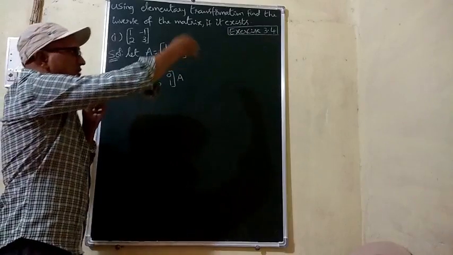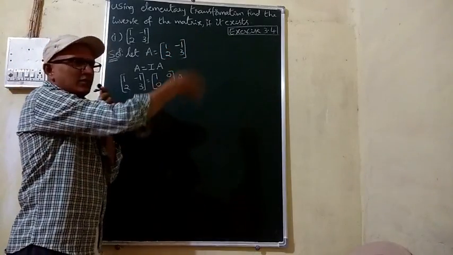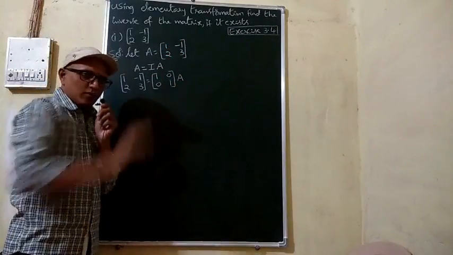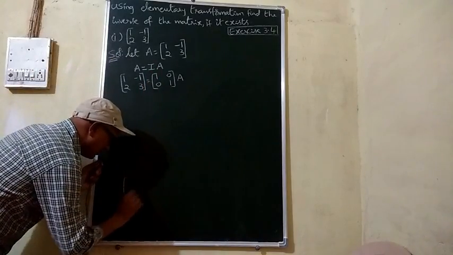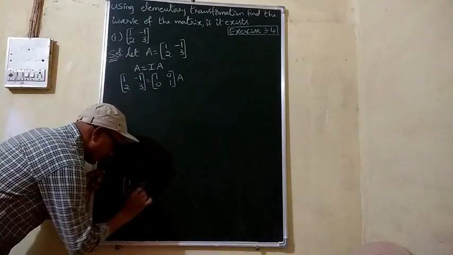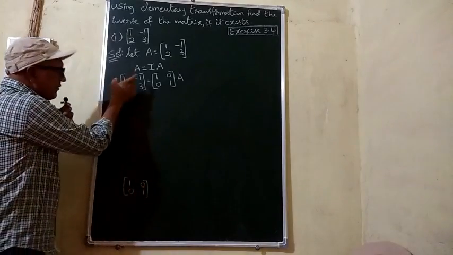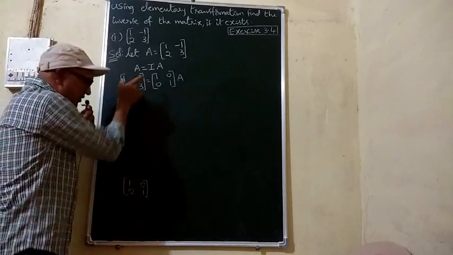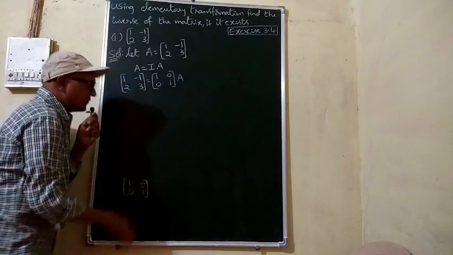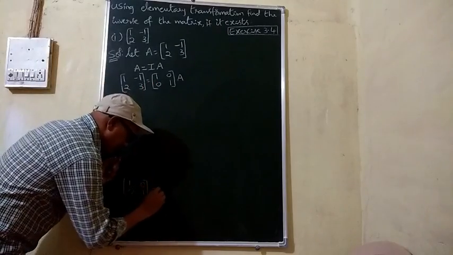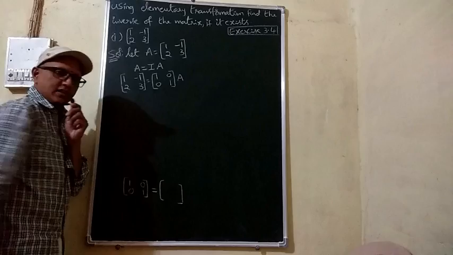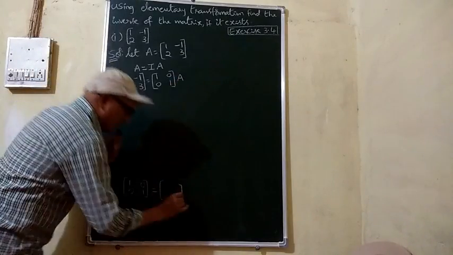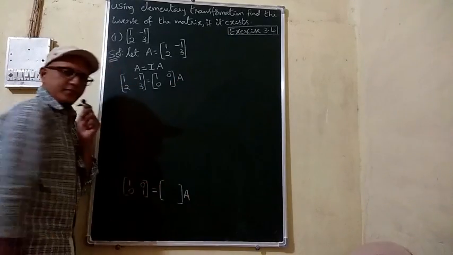Now I will tell some tricks and some properties, and by using all those things we will solve the problem. The final step should be like this. Finally we should get 1, 0, 0, 1 in place of A on this side, and in place of this one, we get the answer.